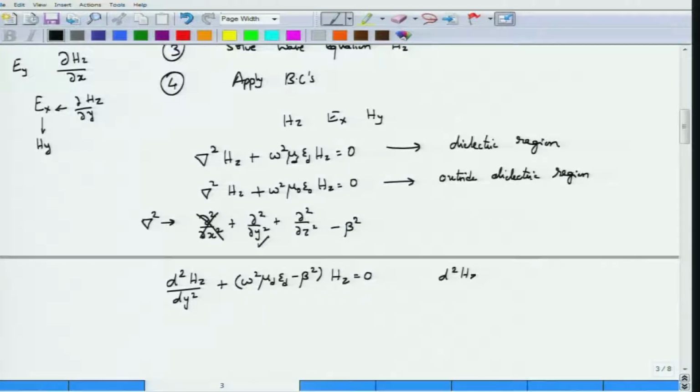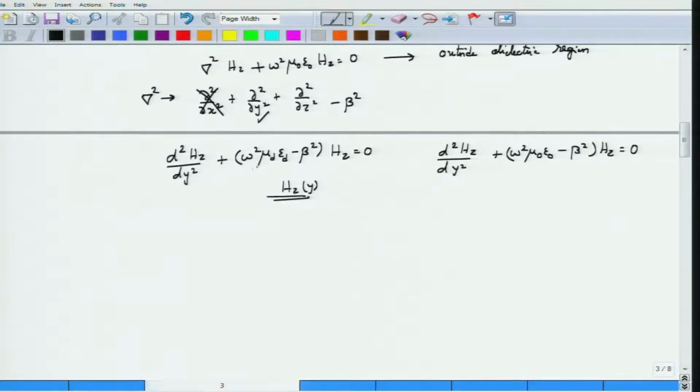The same equation will be d square Hz by dy square plus omega square mu_0 epsilon_0 minus beta square times Hz is equal to 0. In these equations Hz is a function of y. We can have a shorthand notation, so call omega square mu_d epsilon_d minus beta square as k_yd square, and call omega square mu_0 epsilon_0 minus beta square as k_y0 square. The 0 stands for outside the dielectric region.